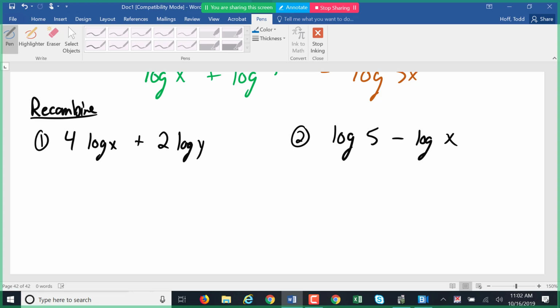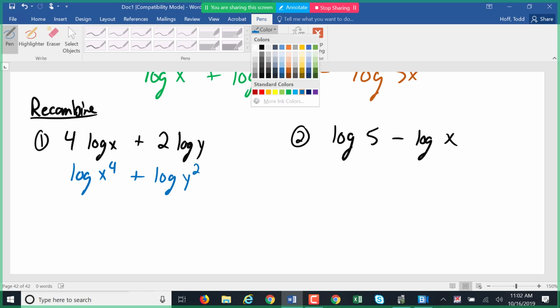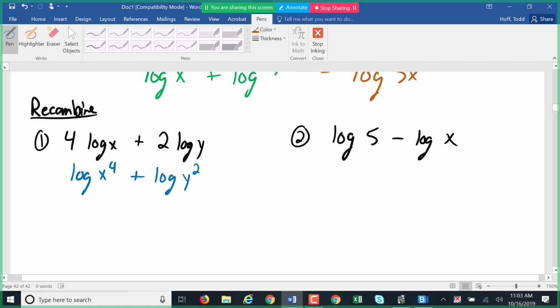So for the first one, 4 log of x, that's log of x to the fourth. 2 log of y, that's log of y squared. Plus means I'm going to multiply them, so that's log of x to the fourth y squared. The minus is division, so log of 5 minus log of x is log of 5 divided by x.